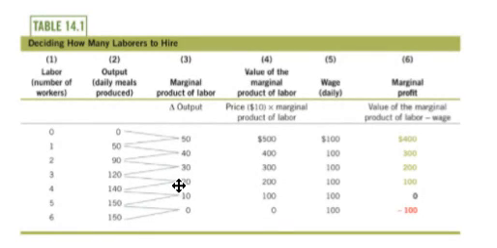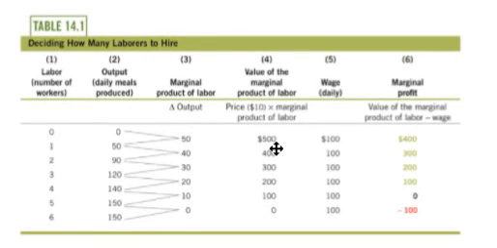Now, since this restaurant can sell each of those meals that workers produce at $10 per meal, that means we can define the value of the marginal product of labor as just 10 times the marginal product of labor. So for the first worker, the marginal product of labor was 50. $10 per meal means the value of the marginal product of labor for the first worker is $500.